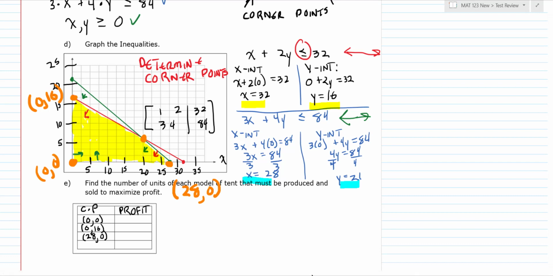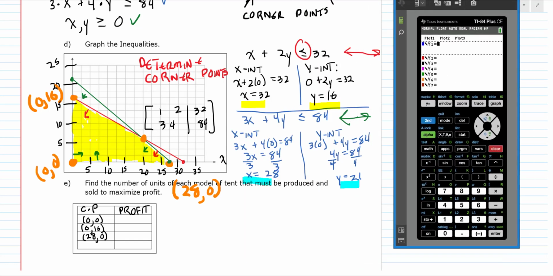And what we're going to do is this is your corner point, and then we're going to look at the profit, and we're going to see which one is the maximum profit. Okay, so I'm going to put this in my graphing calculator, on this matrix, because you don't need to do that by hand. You can do that by hand if you want to. So I'm going to go to, on a clear screen, second matrix, edit. I'm going to put this in matrix A, and the size of this matrix is it has 2 rows and 3 columns. Okay, put in the information, 1, 2, 32. Second row would be 3, 4, and 84.